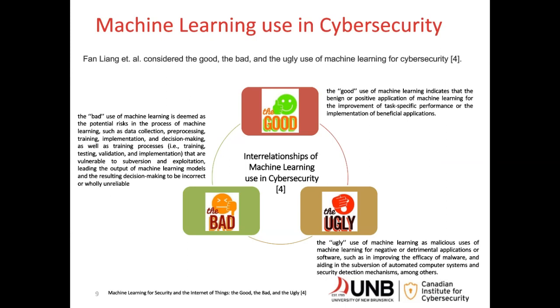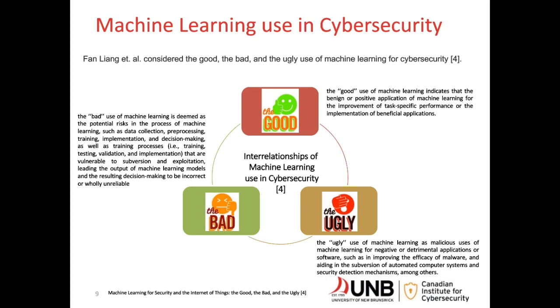Fan and his colleagues published a survey paper about machine learning for security and IoT. They consider the good, the bad, and the ugly use of machine learning for cybersecurity. In detail, they consider the several benefits that machine learning has brought, such as the improvement of intrusion detection, as the good use. They also consider the vulnerabilities of machine learning from the perspective of security as the bad use of machine learning.